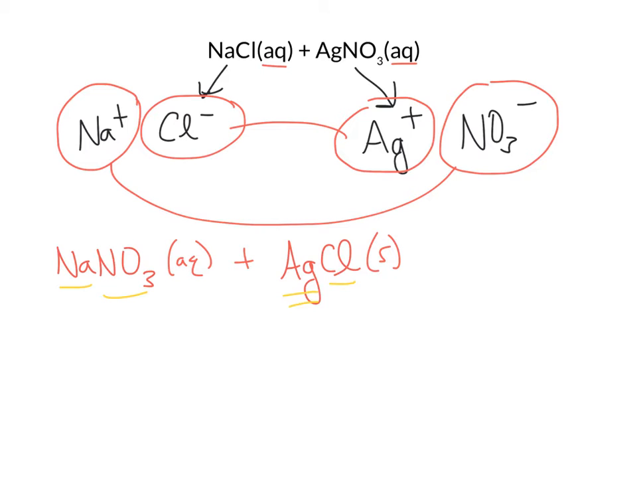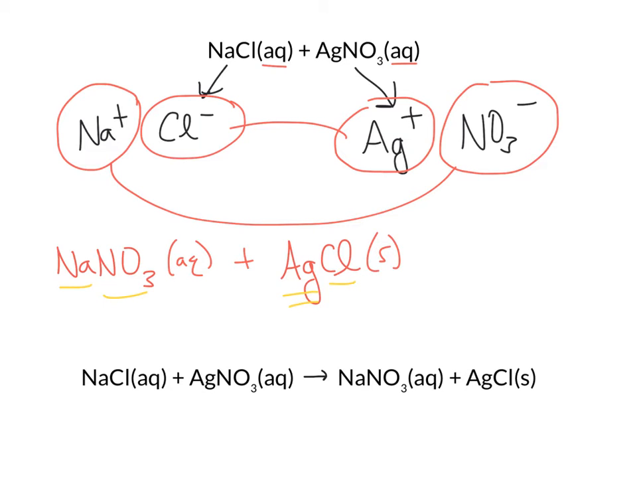And so this reaction between sodium chloride and silver nitrate is a precipitation reaction. And the overall balanced chemical equation for that reaction would be NaCl aqueous plus AgNO3 aqueous forming NaNO3 aqueous plus AgCl solid.